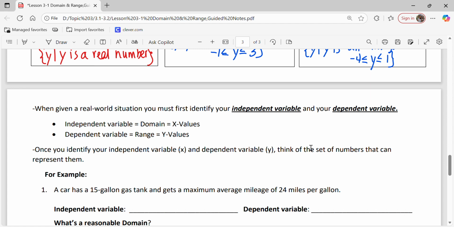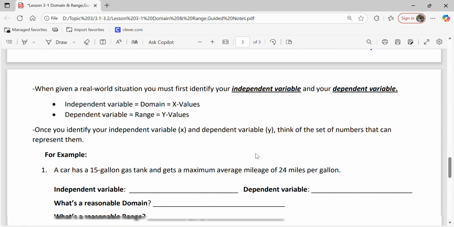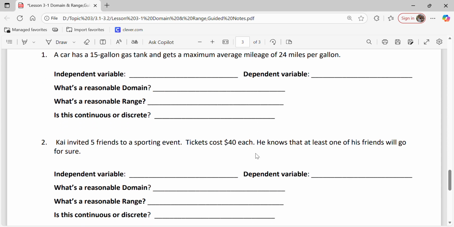So for example, a car has a 15-gallon gas tank and gets a maximum average of 24 miles per gallon. My independent variable would be my gallons of gas. My dependent would be the miles that are being driven. What could be a reasonable domain? If I'm on empty, I have 0 gallons of gas, and the maximum that it can hold is 15 gallons of gas. So 0 less than or equal to x, less than or equal to 15.